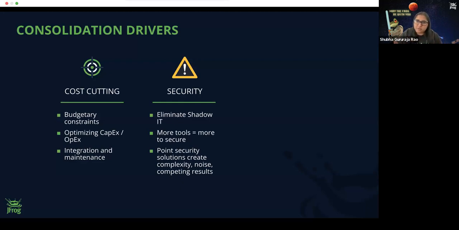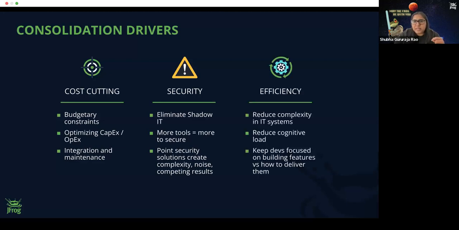I'm also getting this information from X-Ray, which is JFrog's security software composition analytics solution. And I also have a lot of information on my runtime analytics tool. How do I actually merge this information to take the right decisions? This is one of the biggest headaches for the security team, right? This is one of the reasons why consolidation is being driven from the security team as well.